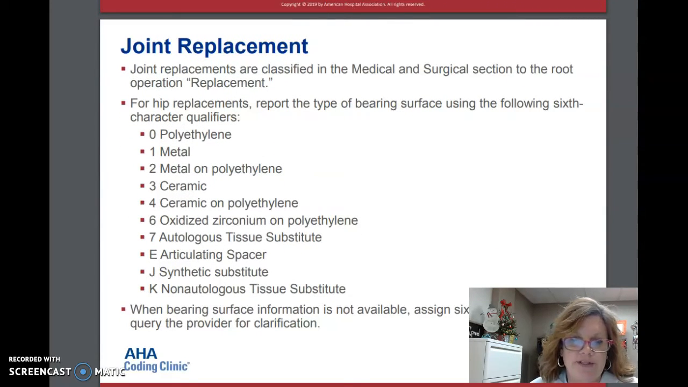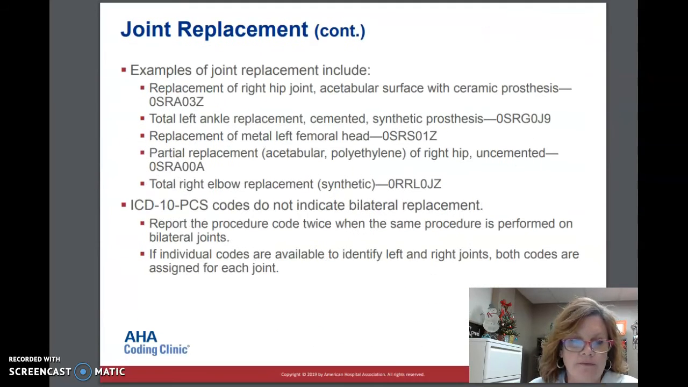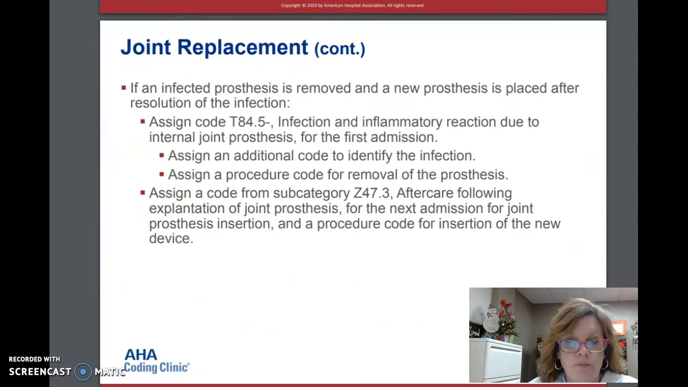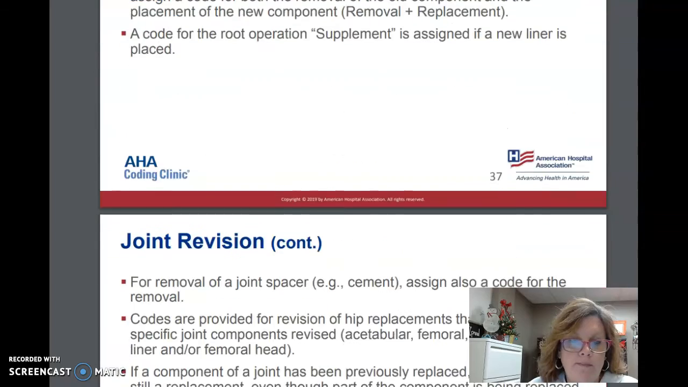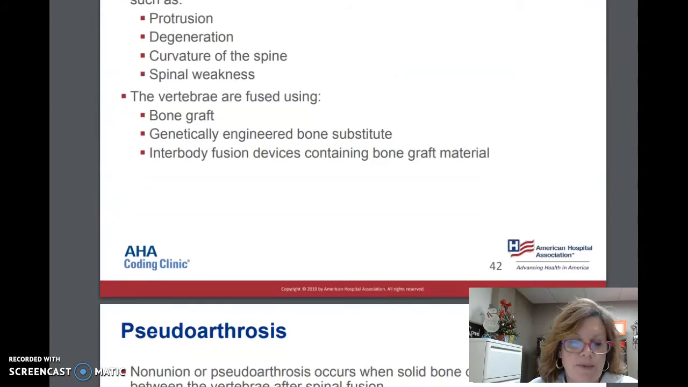We have hip replacements. The biggest thing when we do these is how did they replace it? What did they use? Okay. A lot of it is going to be possibly ceramic, maybe metal. Again, it's going to be all in the doctor's notes so that you know how to code that. We have ankle replacement. ICD-10-PCS does not indicate bilateral replacement, so you're going to need 2 procedure codes, one for the left, one for the right. We also have an aftercare Z code, joint revision, spinal fusion.